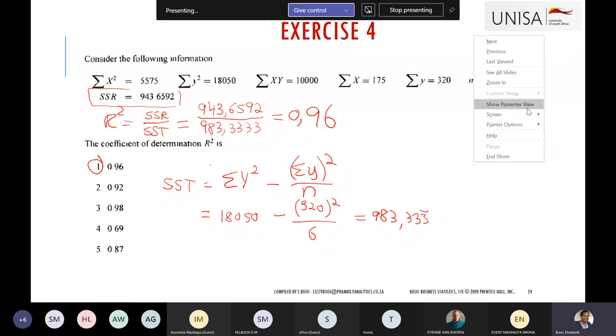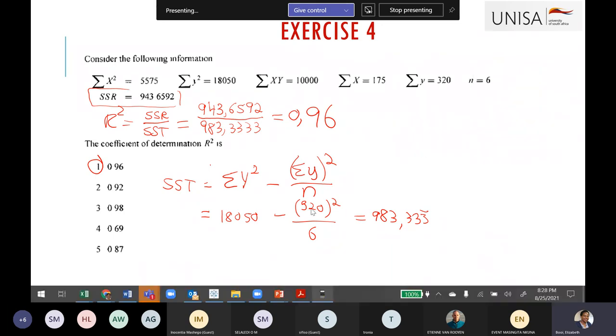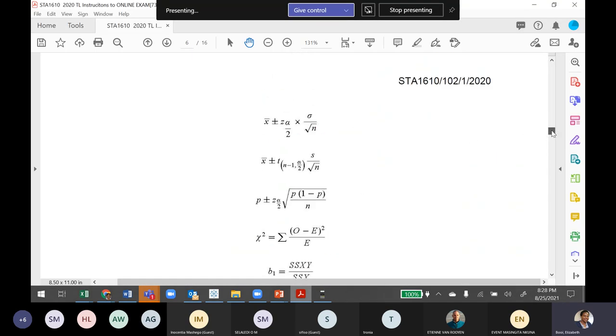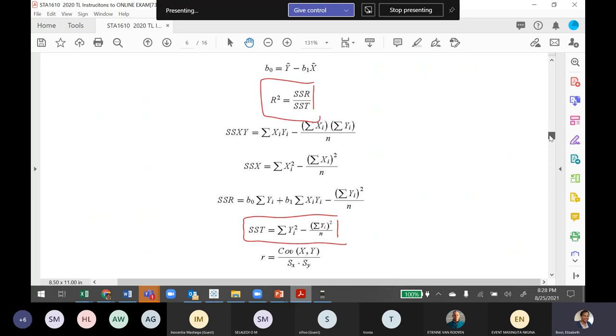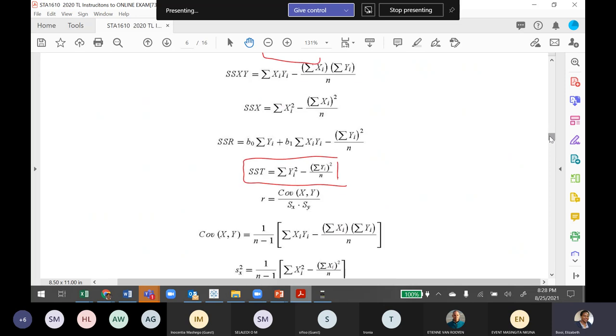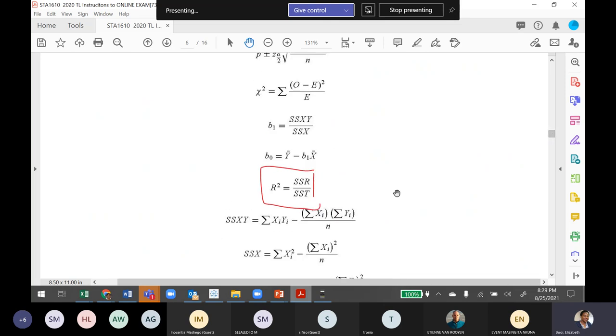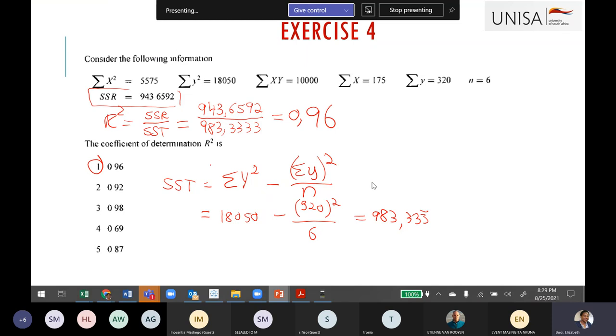So you also just need to know how to use your formulas, because you will never know. The formulas will be given to you. The same table, the same document you will get before you go write the exam or on the day of the exam. I don't know how your lecturer will want to distribute it. But those are the formulas that you can rely on and use. Okay. Go to the next question.